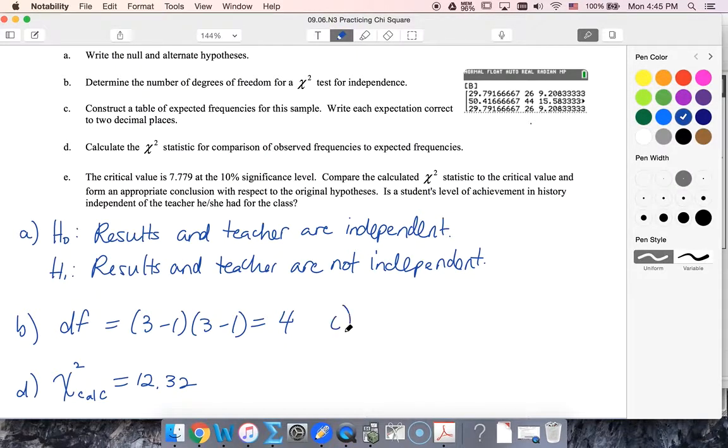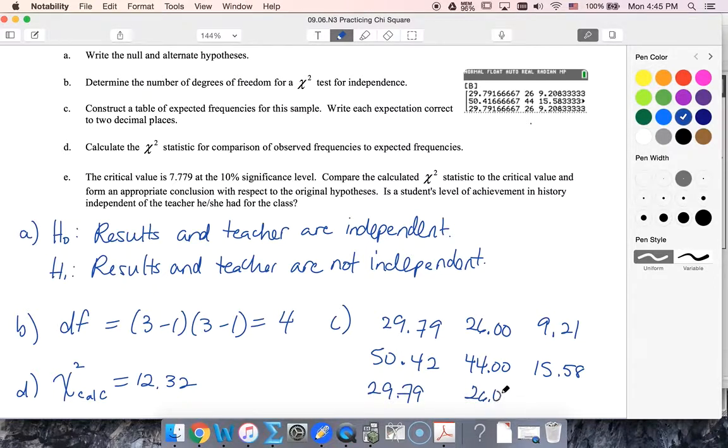I could write down my table of those. So 29.79, 26.00, it's telling me to 2 decimal places. So I'm going to write that down to 2 decimal places, 9.21, 50.42, 44.0, 15.58, 29.79, 26.00, and 9.21 again. So there's my expected values.